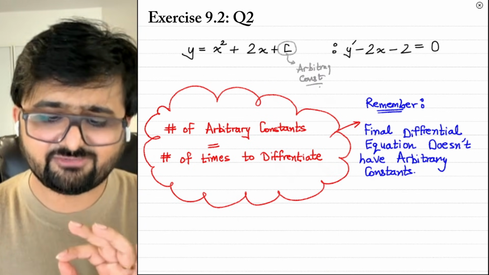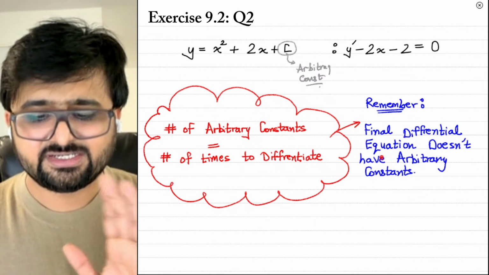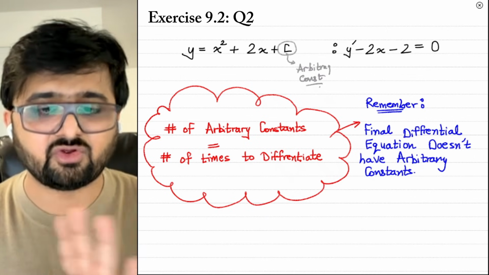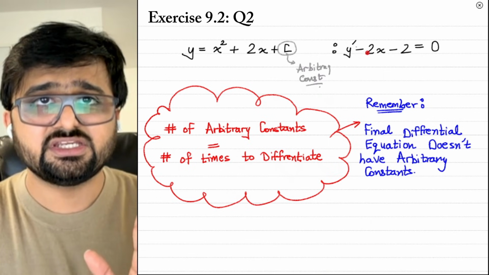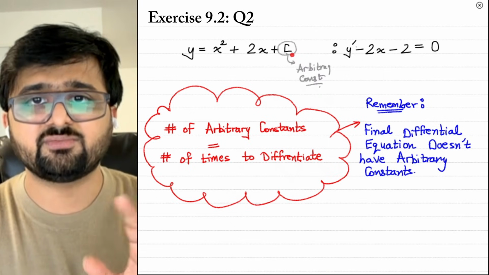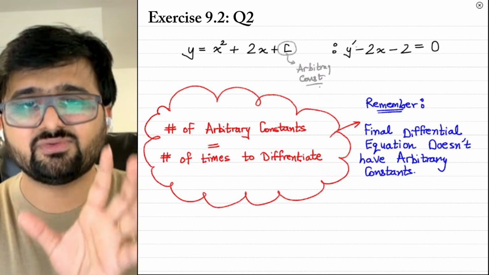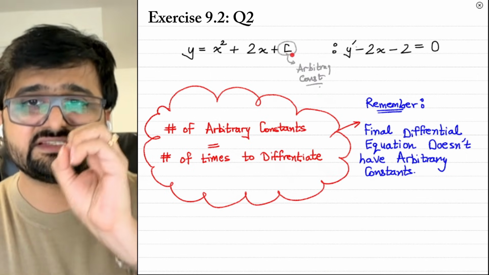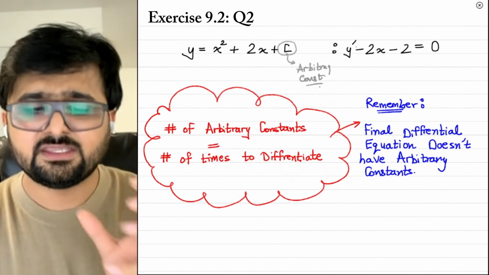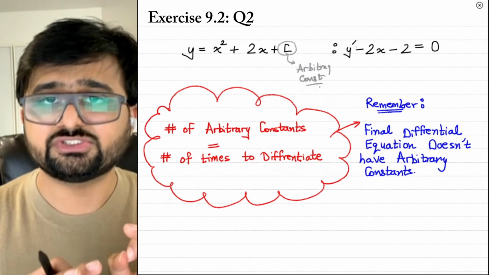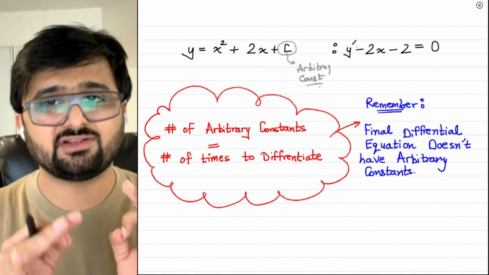There is a very important note that I would like you students to remember. Also remember that the final differential equation doesn't have any arbitrary constants. This differential equation doesn't have any arbitrary constant, because when you take the derivative, you have to make sure that the arbitrary constant becomes zero. So those are very important key notes to remember before we actually start solving this example.